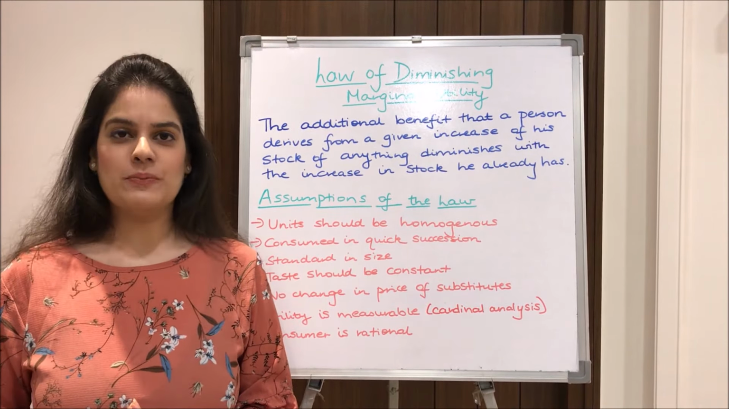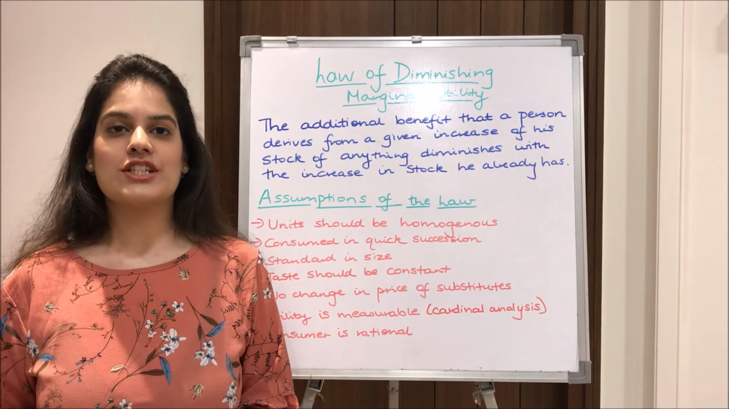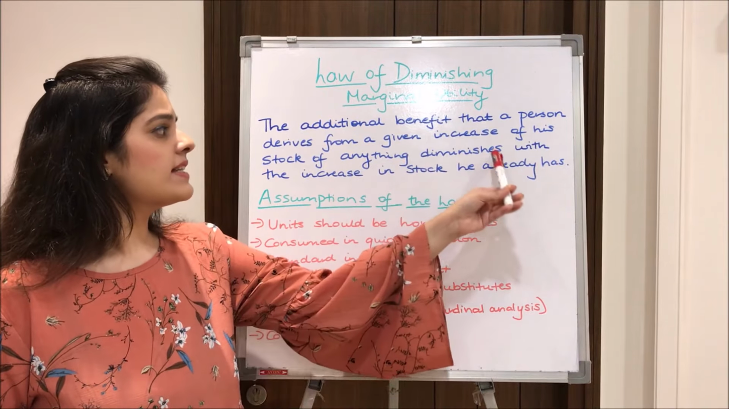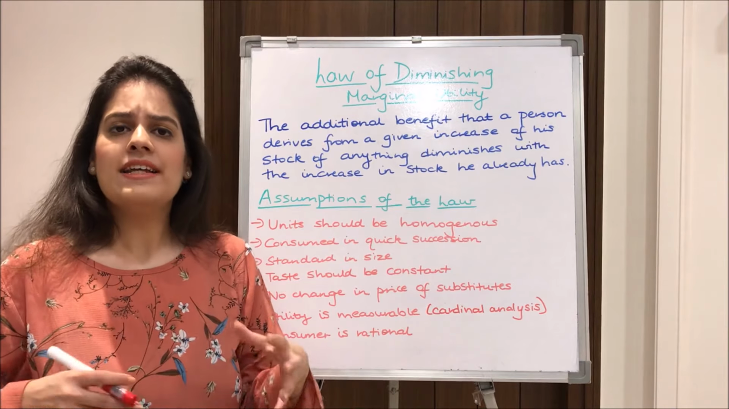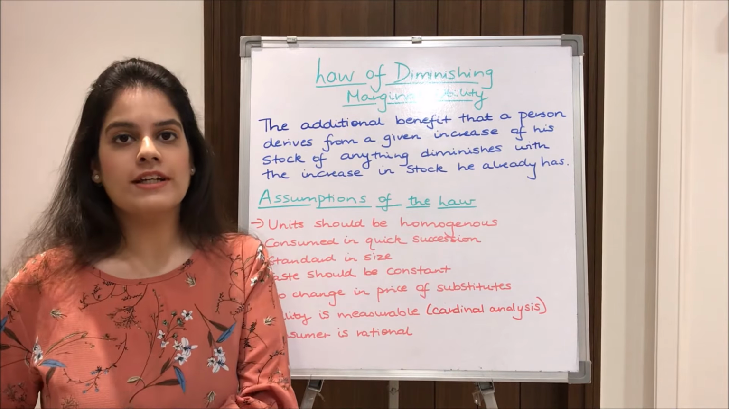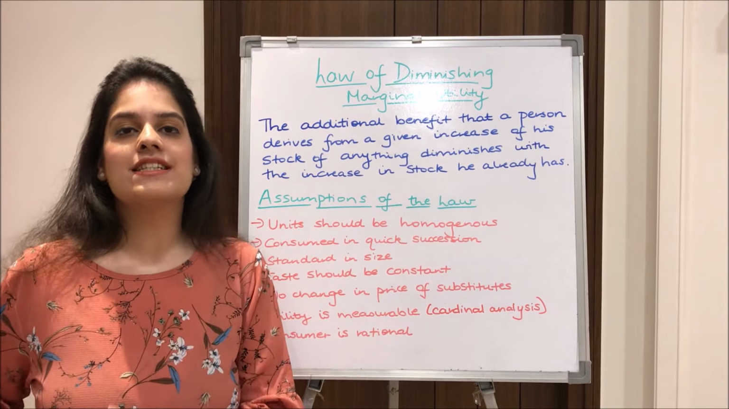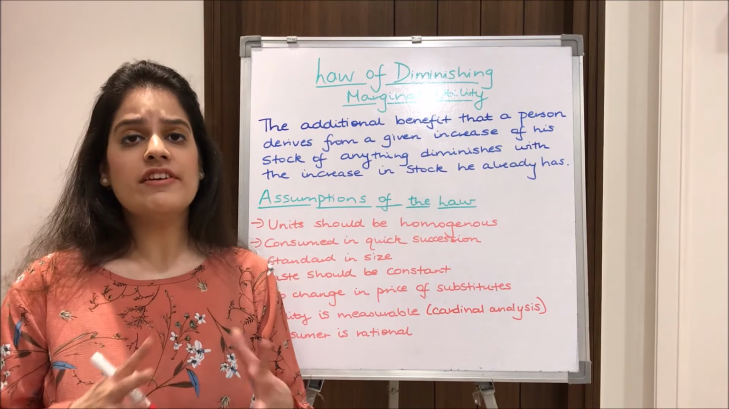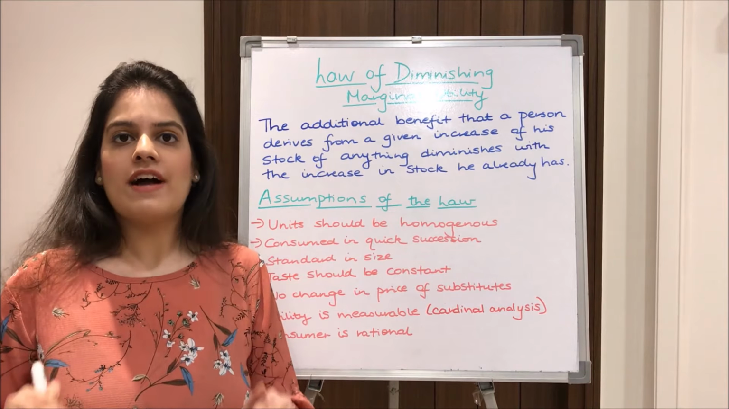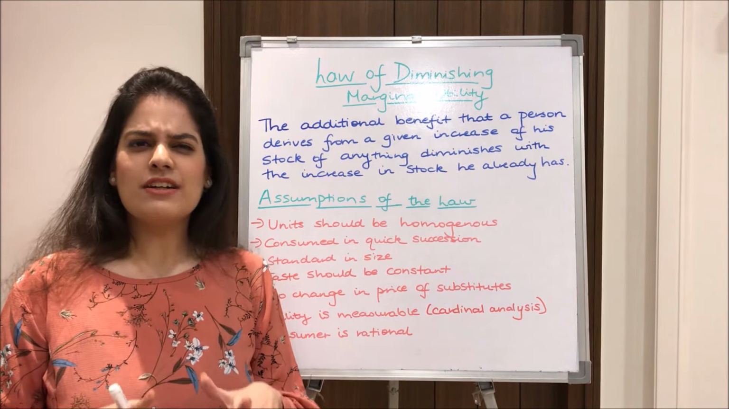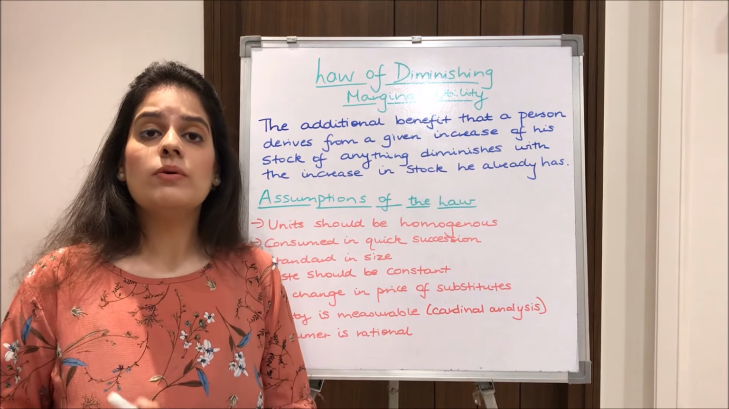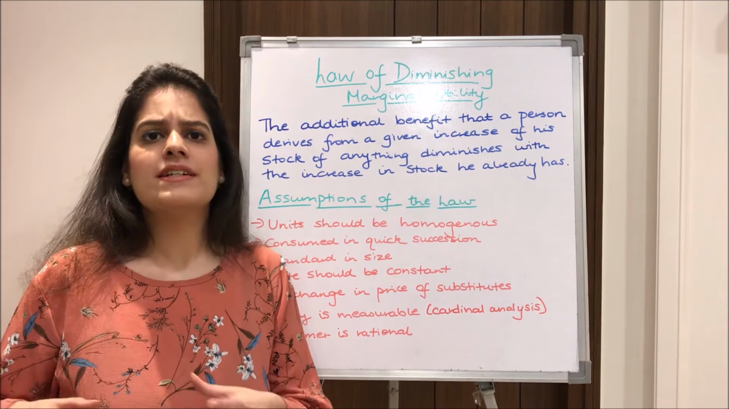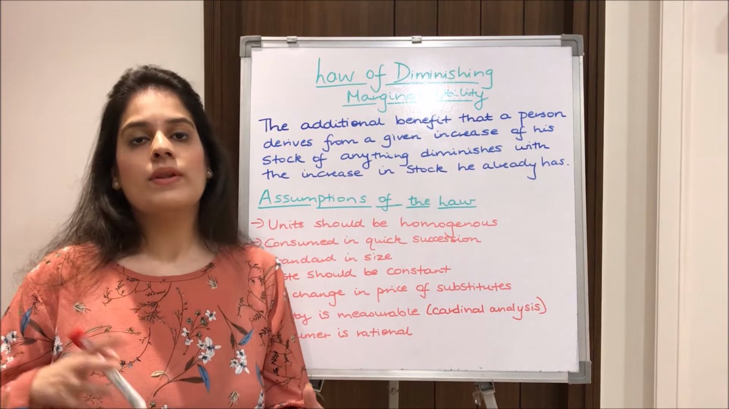Moving further to the law of DMU, Dr. Alfred Marshall in his definition stated, the additional benefit that a person derives from a given increase of a stock of anything diminishes with the increase in stock he already has. It means that as we have more and more of a commodity, the utility derived from every successive unit keeps on declining. For example, when we are extremely hungry, we might be ready to shell out even 500 rupees for a burger. But once we've had the burger, on the second burger, we will be a little reluctant to spend that much amount. In fact, we will like to have the burger if it is available at a lower price. So a rational or a utility maximizing consumer always tries to equalize the price with the utility.